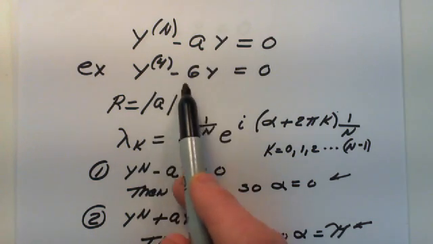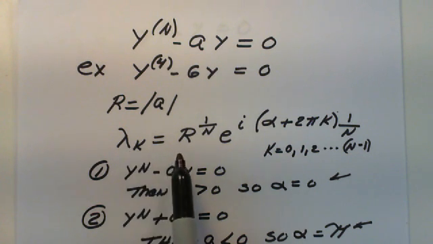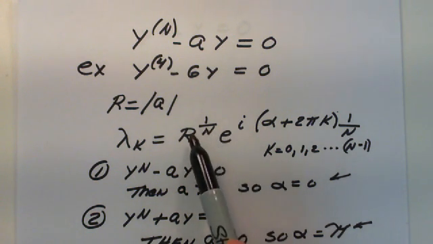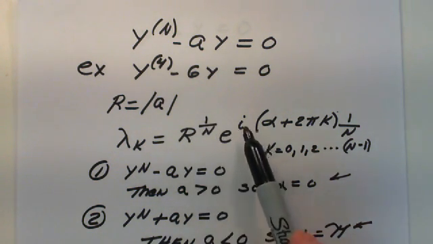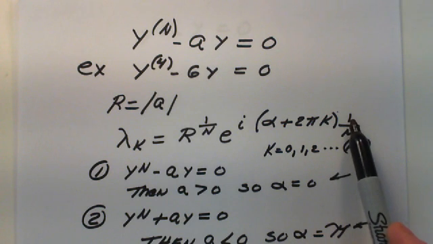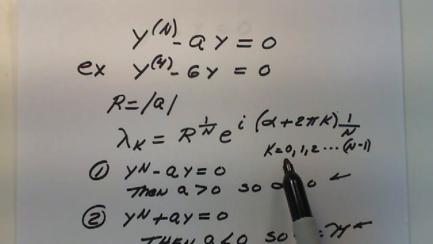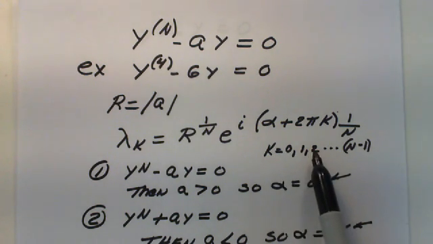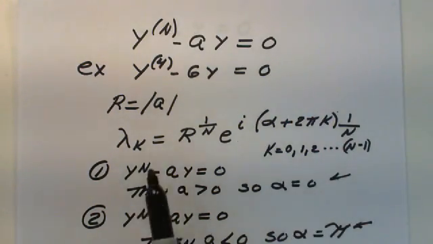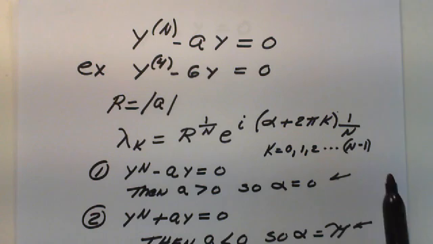R is going to equal the absolute value of a. A is going to represent the -6. And then we're going to write this as lambda k is equal to r raised to the 1 over n power times e raised to the power of i, and then in parentheses we're going to have alpha plus 2 pi times k, multiplied by 1 over n, or you can just say divided by n. Now your k value, you're going to let run from 0, 1, 2, dot, dot, dot to n minus 1. So n is going to represent whatever derivative you're going to. For example, with this one being 4, we would stop at 3. Our k values would be 0, 1, 2, and 3.